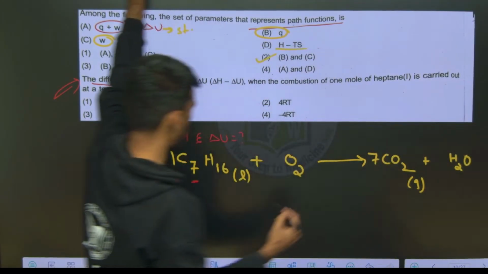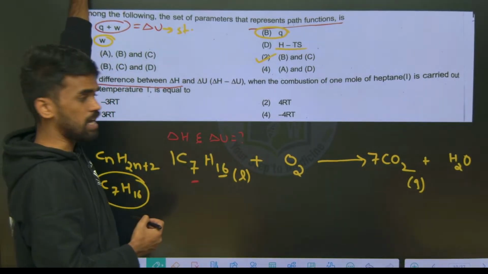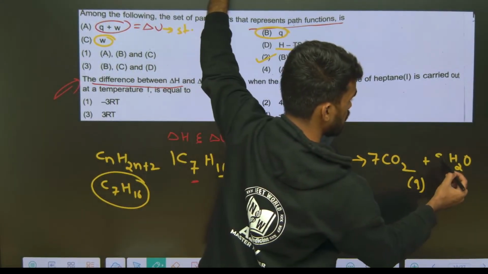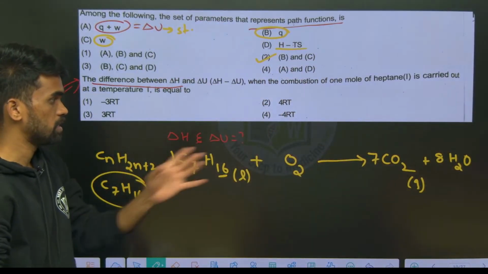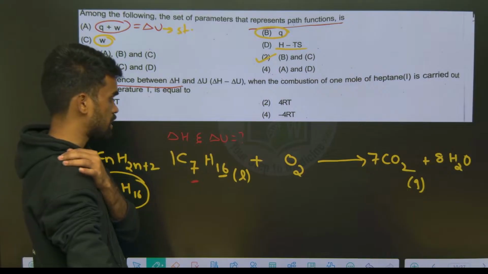So now, how many water molecules here? 16 are there now. So you should take 8 here, therefore the 16 hydrogens are over, like that. Okay, so hydrogens are balanced, carbons are balanced.